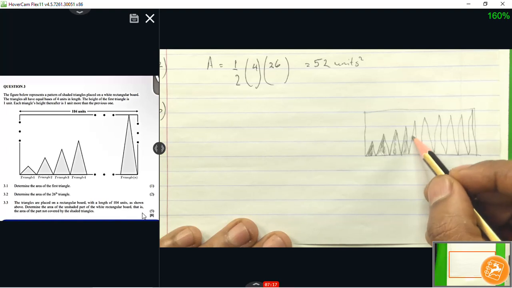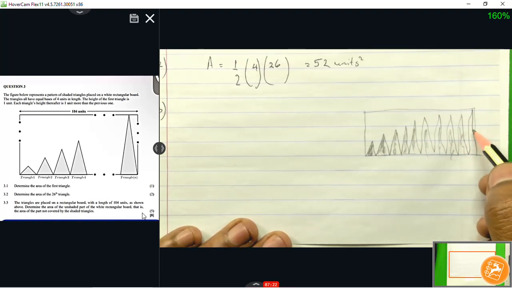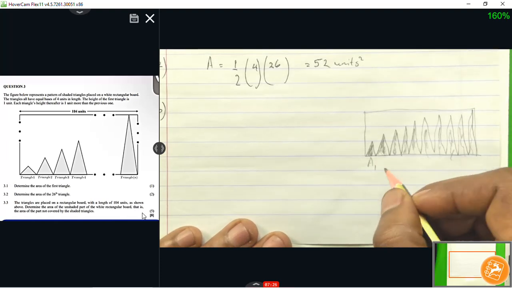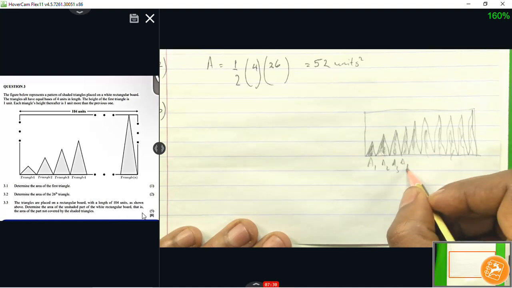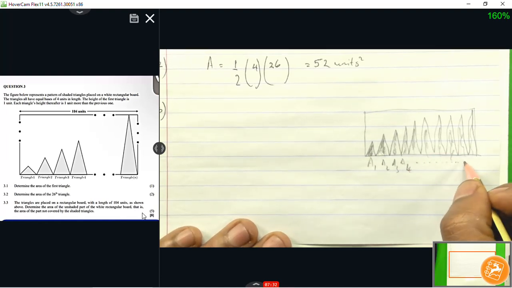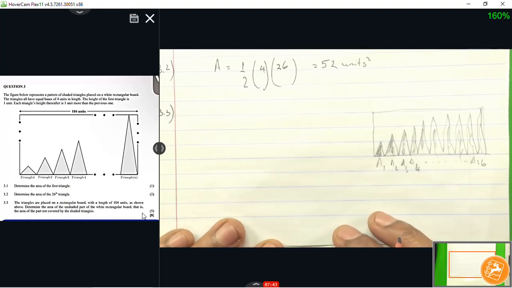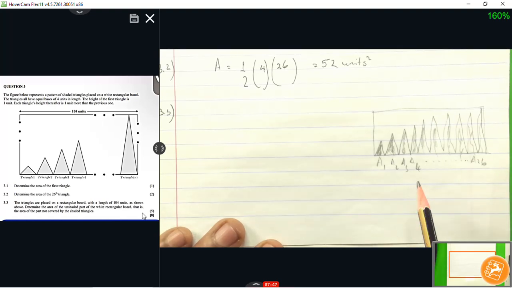Right, so all these places will be taken by the triangle, so it will be dark. So the dark spaces will be this area, that area, that area, that area, all the way up to area 26. Okay, and then all they did is to do what? Is to confuse you with a number of things.